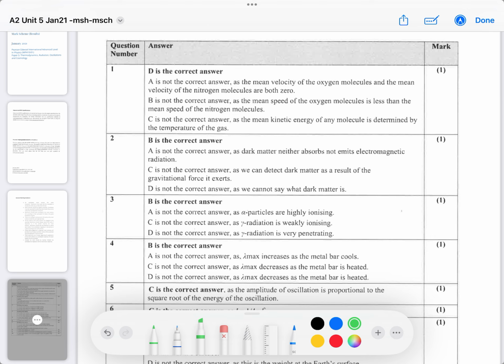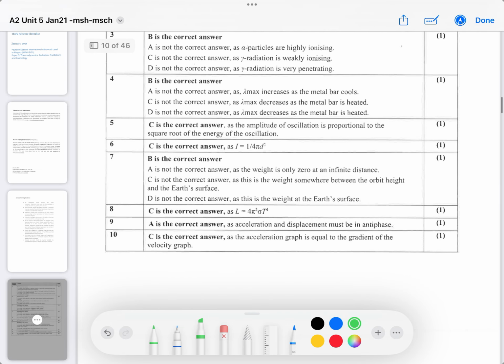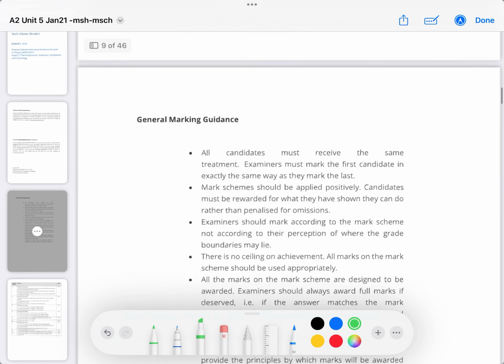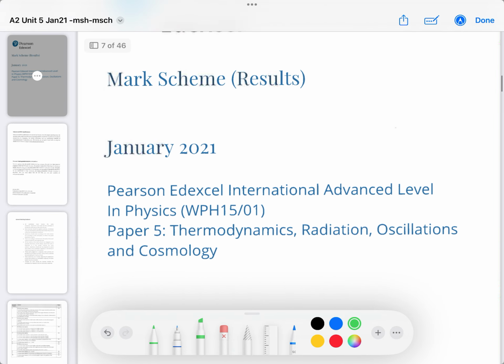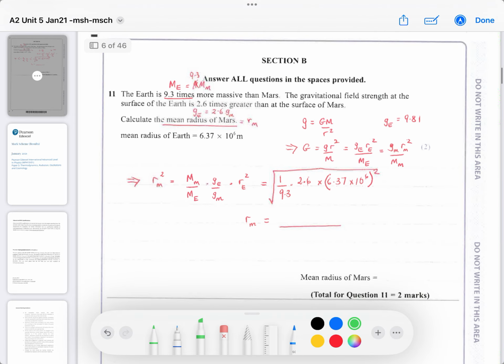By the way, the IAL mark scheme is better than the AQA mark scheme. And the IAL mark scheme is better than the linear Edexcel mark scheme. They give more detail, just in case you are comparing your exam with others. There's the last 5, and that is the multiple choice questions done. Okay, so I'm going to go through the next question because it comes before the mark scheme.